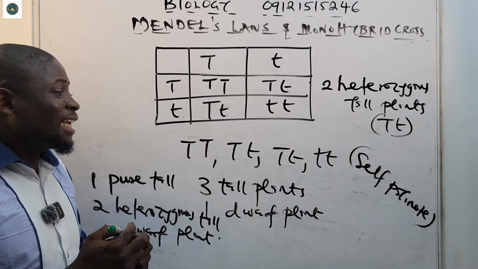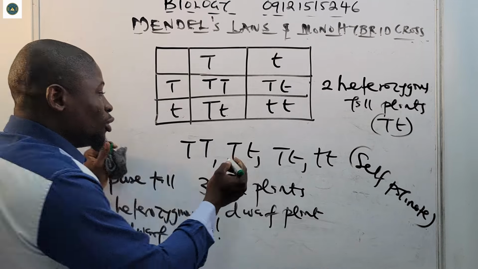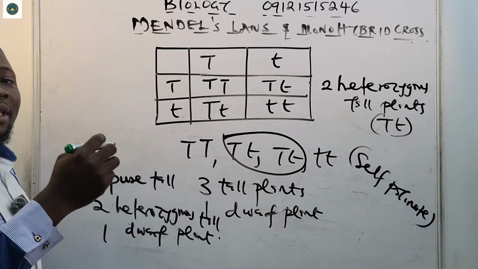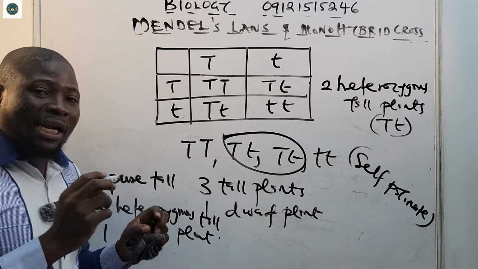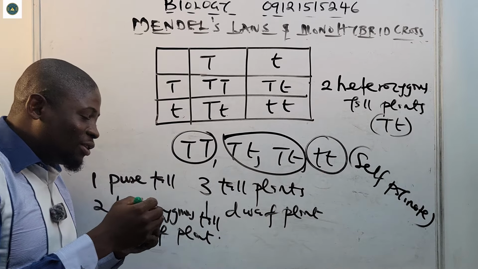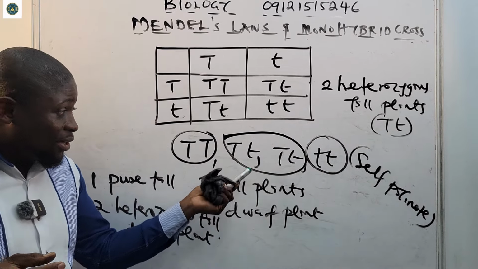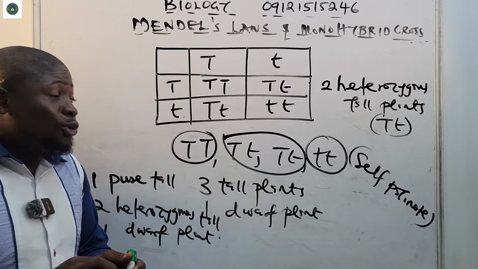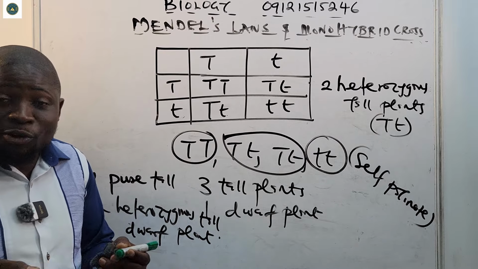We now even have a character which was not there at the beginning, the heterozygous tall, because we did not begin with heterozygous tall at all. The only things we began with were pure tall and pure short. So we now have a new character. As you can see, we have two heterozygous tall plants in the second filial generation.